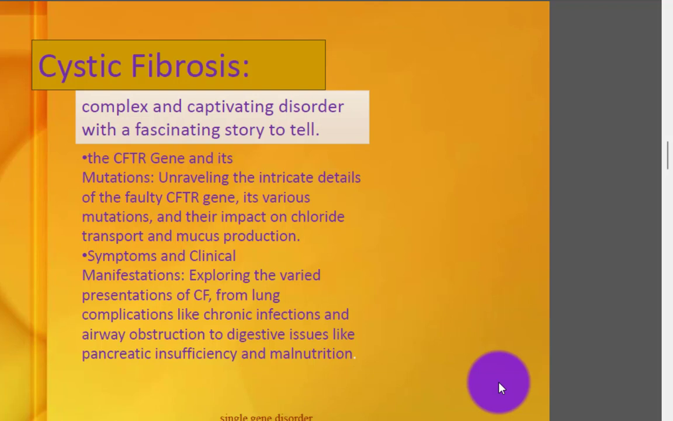Cystic fibrosis gene and its mutation, unraveling the intricate details of the faulty cystic fibrosis gene, the various mutations and their impact on chloride transport and mucus production.